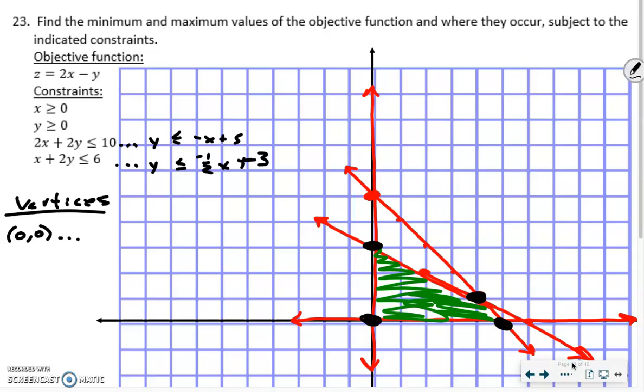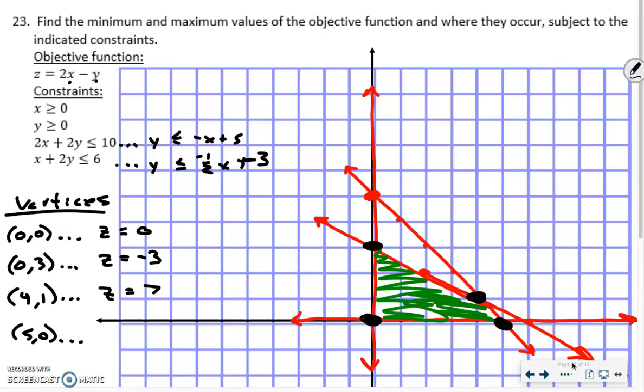So when I plug 0, 0 into the objective function, remember, I'm going to put 0 in for x and a 0 in for y. When we do that, we're going to get that z is 0. Next up, I've got a vertex at 0, 3. So 0 in for x, 3 in for y, 0 minus 3. That tells me that z is going to be negative 3. Next up, my vertex is at 4, 1. Put a 4 in place. 2 times 4 is 8, minus 1 tells us that z is 7. And then lastly, we're at 5, 0. Again, put a 5 in place for x. 2 times 5 is 10, minus 0 is going to stay at 10.